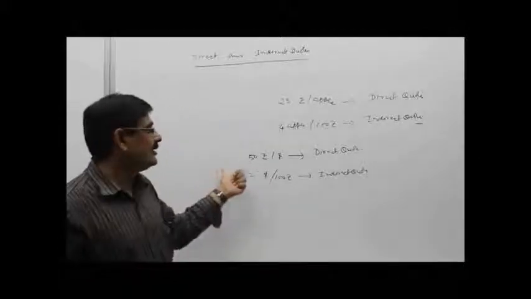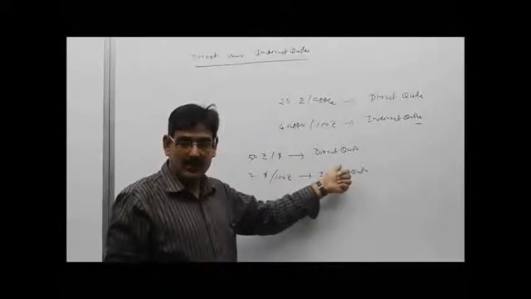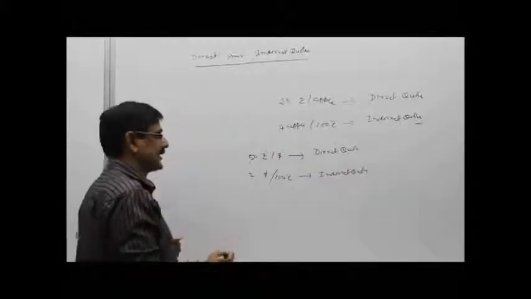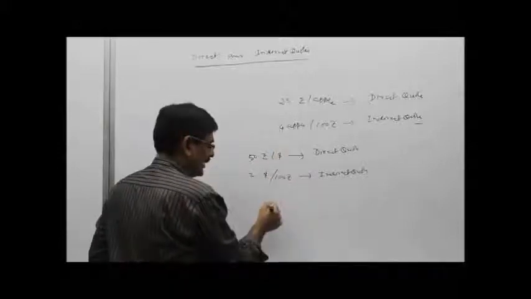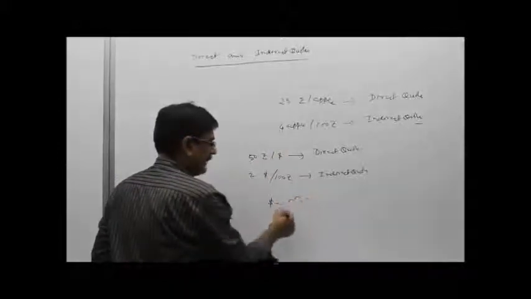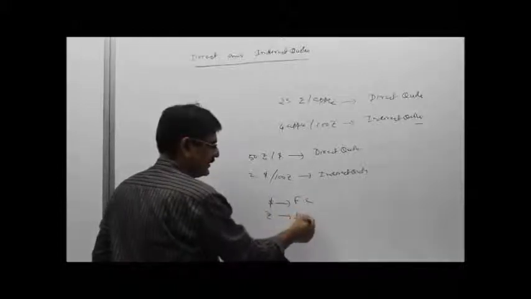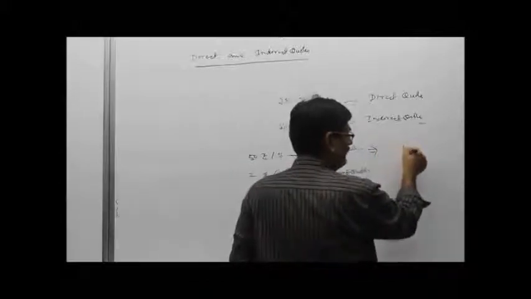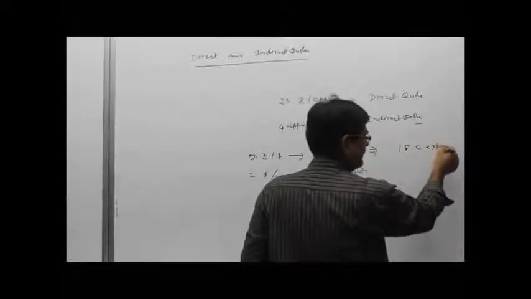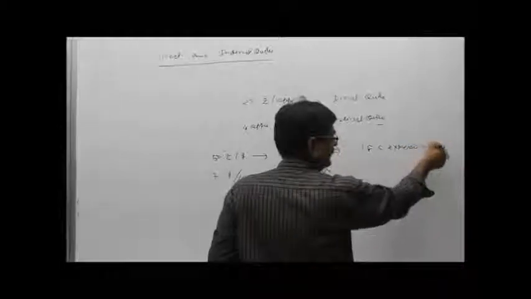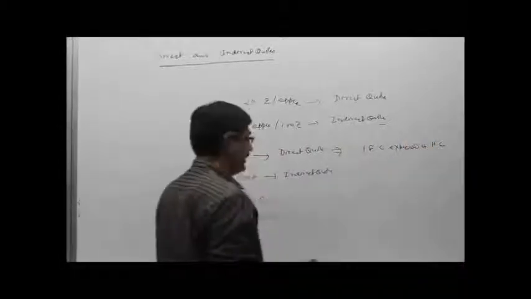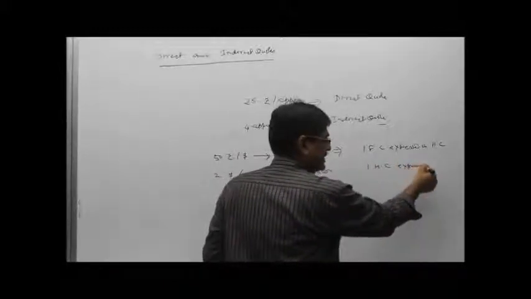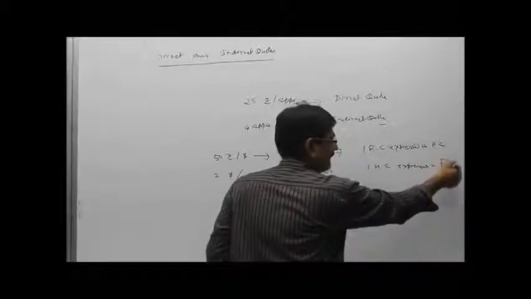So, how will we define a direct quote? Direct quote is when one unit of foreign currency, say I call dollar the foreign currency and rupee the home currency, is expressed in home currency. And an indirect quote is when one unit of home currency is expressed in foreign currency.